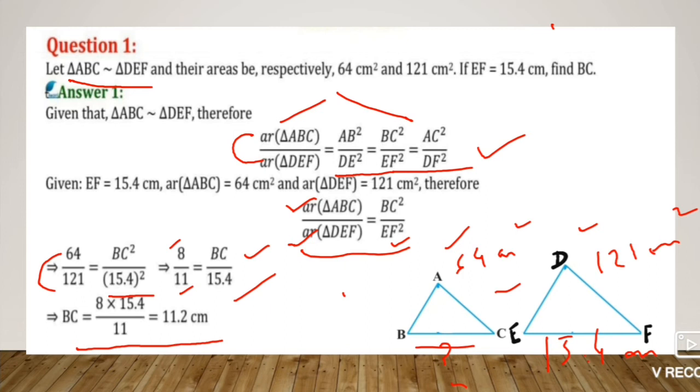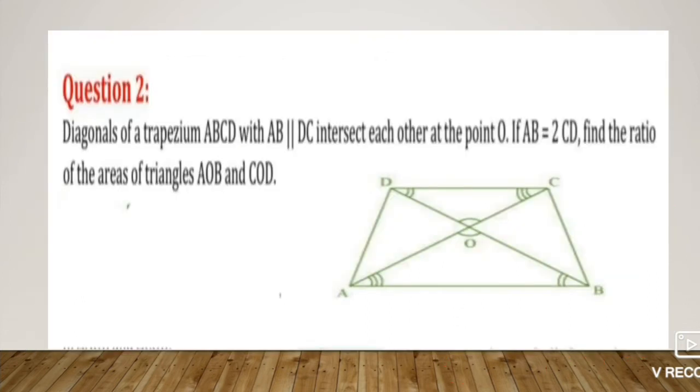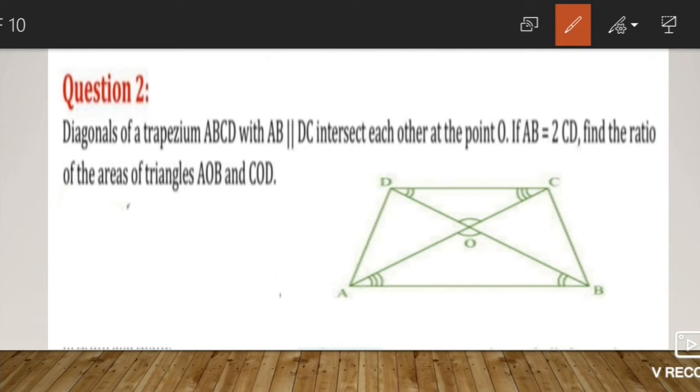Now question number 2. Question number 2 is: diagonals of a trapezium ABCD intersect each other at the point O. If AB is twice of CD, AB is double of CD, find the ratio of the area of the triangles AOB, this one, and COD. You have to find the ratio of triangle AOB and triangle COD. Given conditions are AB is parallel to CD and AB is twice of CD.